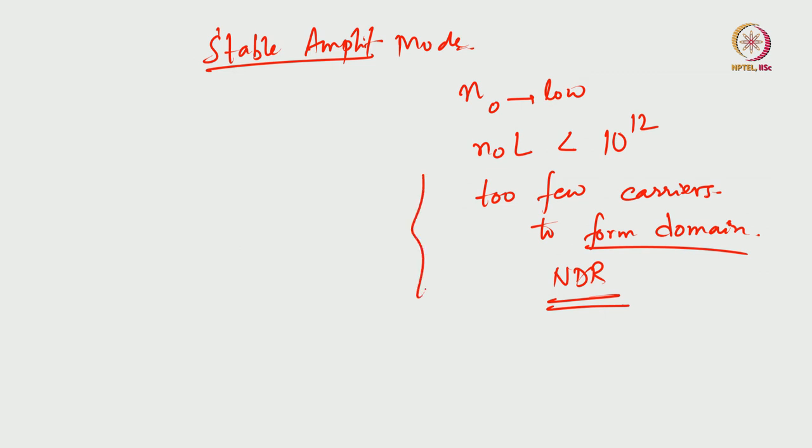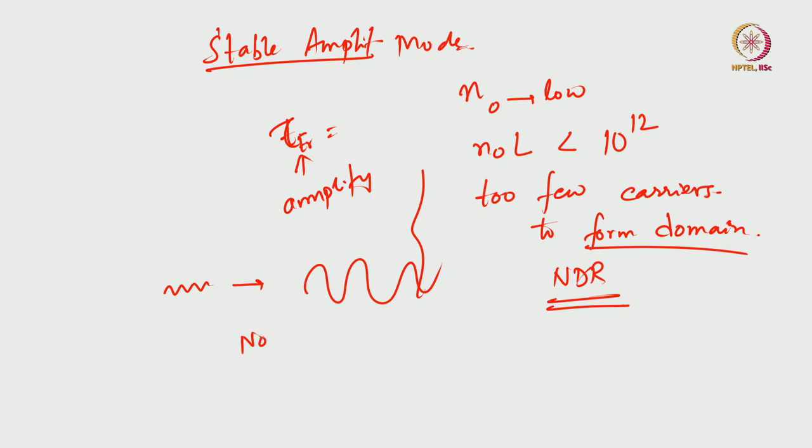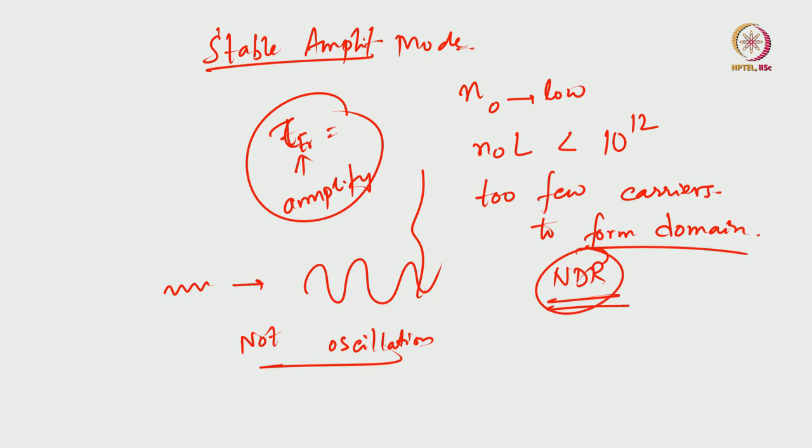So in this case, at the transit time tau equal to tau r, near the transit frequency, you can actually amplify a signal, which means you bring in a small signal and it will amplify to give you a large signal. You are not generating an oscillation here, you are merely amplifying it. So at the transit time frequency only it will amplify, because you are not talking about domain formation here. You are utilizing the negative differential resistance without any domain formation.